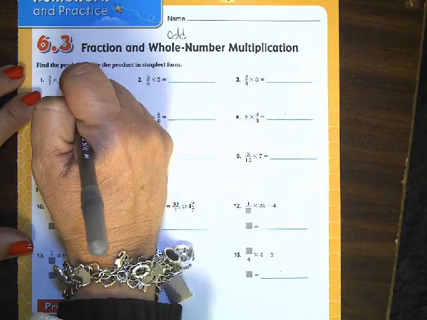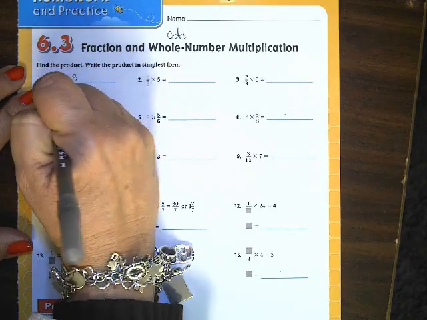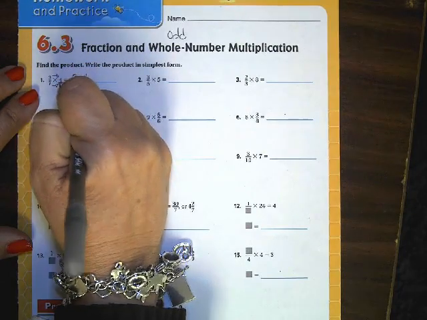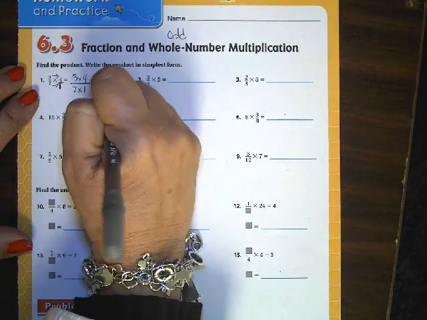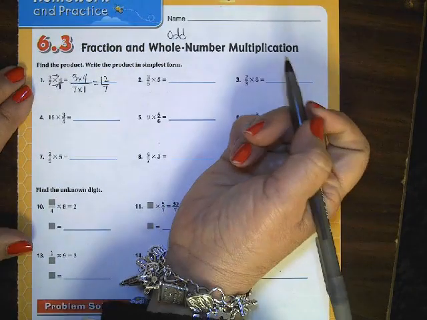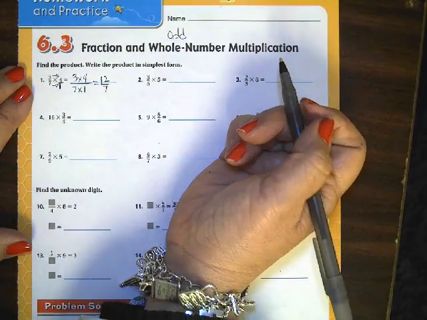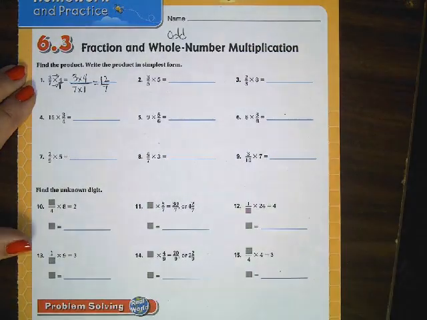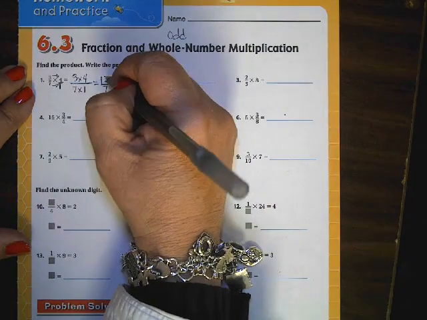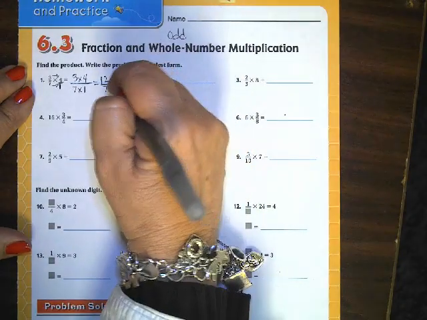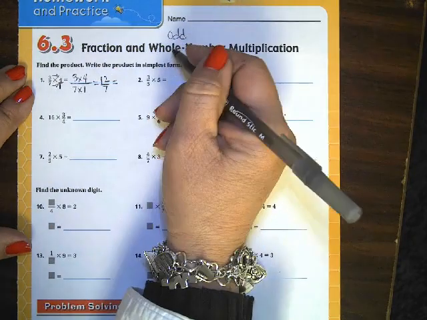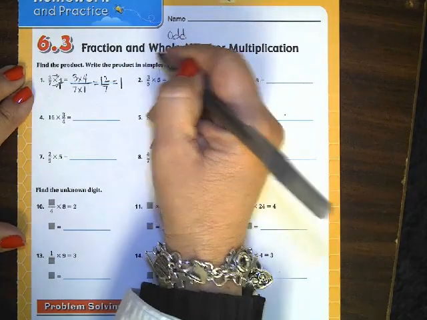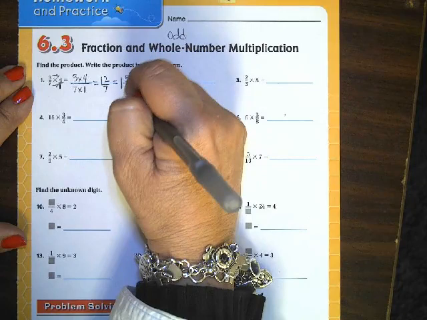All right, and then I asked you to go ahead and draw your arrows. 3 times 4 over 7 times 1 equals 12 over 7. It's an improper fraction. Is it going to be simplified as a whole number or a mixed number? Very good, a mixed number, because 12 is not a product of 7. 7 goes into 12 how many times? Very good, 1 time. With how many left over? 5. So 5 is my remainder.